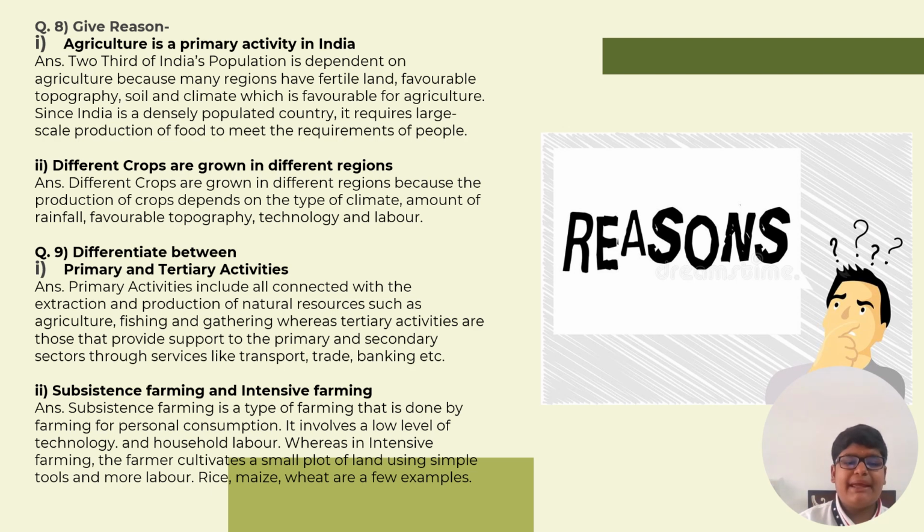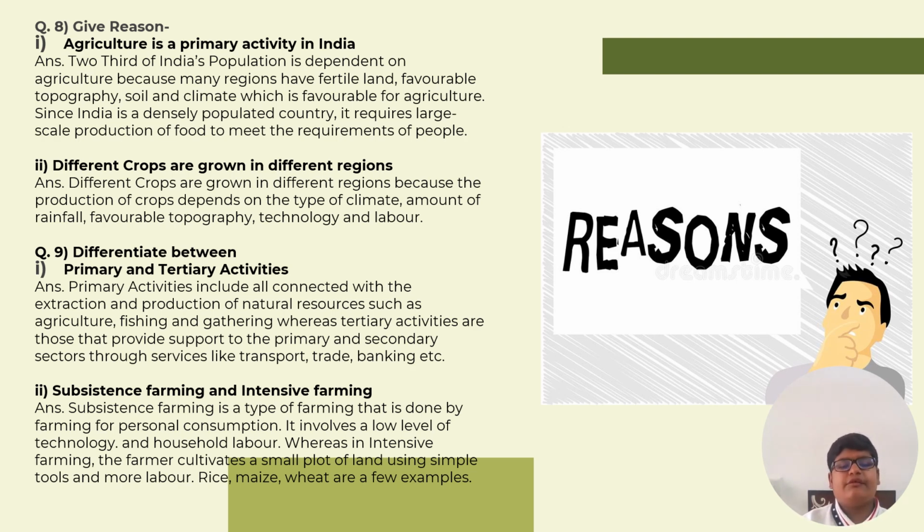Differentiate between primary and tertiary activities. Primary activities include all the activities connected with extraction and production of natural resources such as agriculture, fishing, and gathering, whereas tertiary activities are those which provide support to the primary and secondary sectors through services like transport, trade, banking, and insurance, etc.